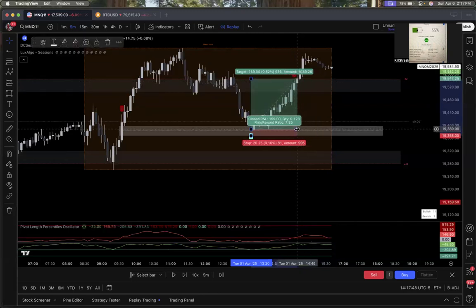So, a 159 point hit with only 20. That's almost an 8 to 1 R:R drawdown. I released this indicator to people, the percentiles indicator.